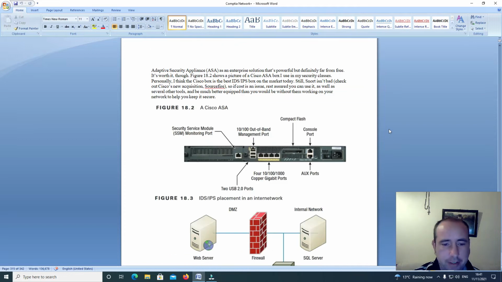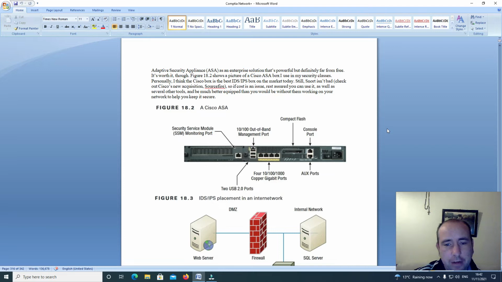Cisco offers an adaptive security appliance, ASA, as an enterprise solution that's powerful but definitely far from free. It's worth it. Figure 18.2 shows a picture of a Cisco ASA box I use in my security classes. Personally, I think the Cisco box is the best IDS/IPS box on the market today. Still, Snort isn't bad. Check out Cisco's new acquisition, SourceFire.